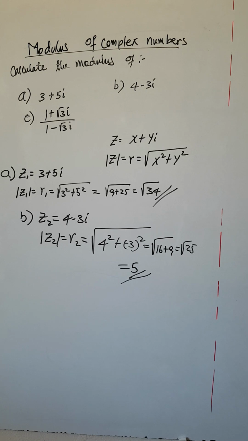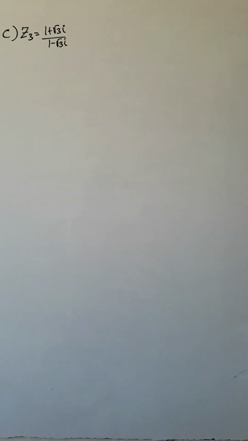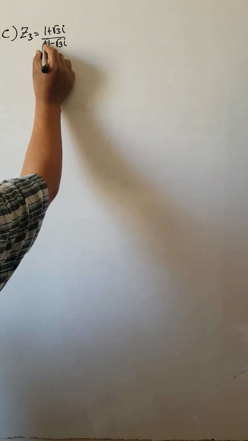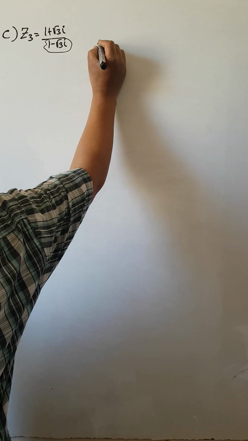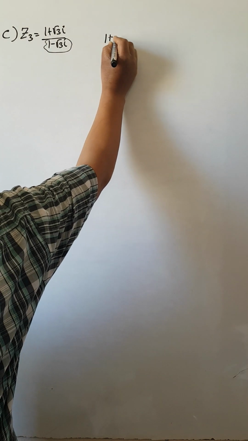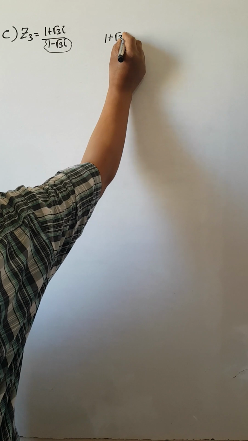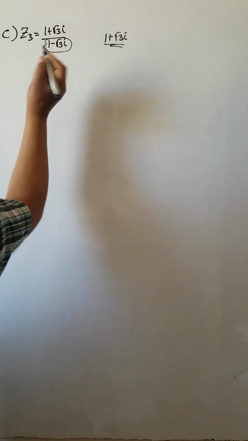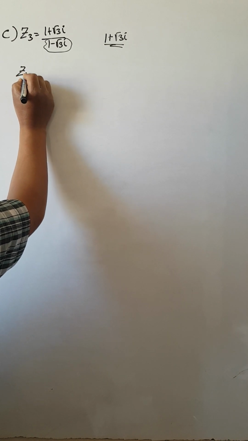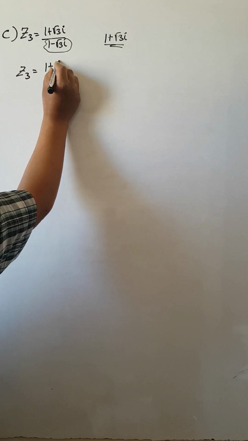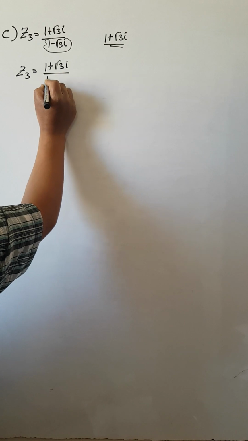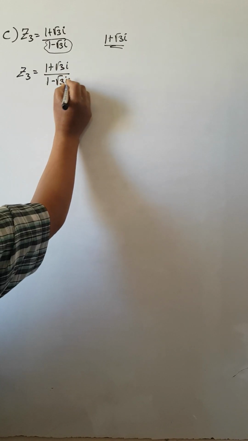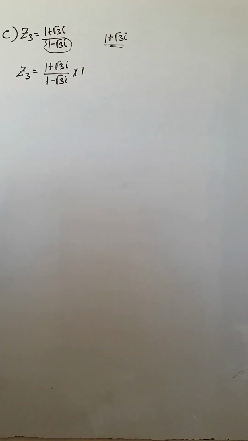Let's see how we do this. As we know, the conjugate of 1 minus root 3i is 1 plus root 3i. So to avoid the complexity, we know that 1 plus root 3i divided by 1 minus root 3i, times 1, is the same as z3.